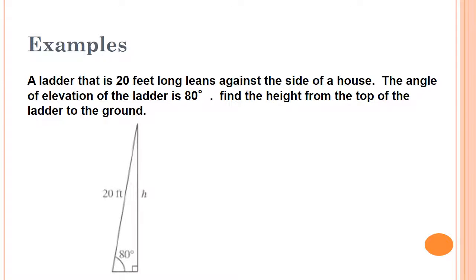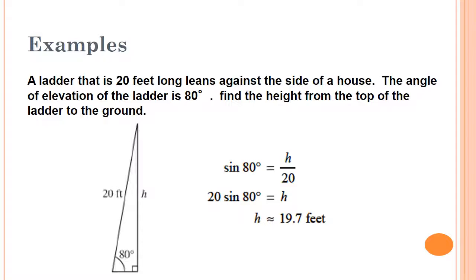Here's an illustration. We have an 80-degree angle of elevation, a 20-foot ladder, and we're solving for h. We need to know the opposite. We have the hypotenuse. That means we're going to use sine, and solving we get 19.7 feet.